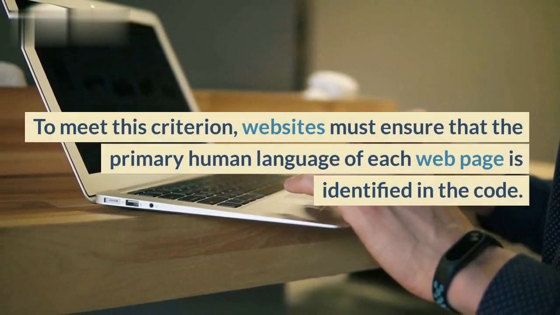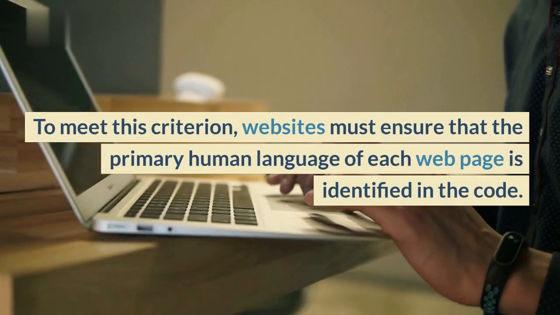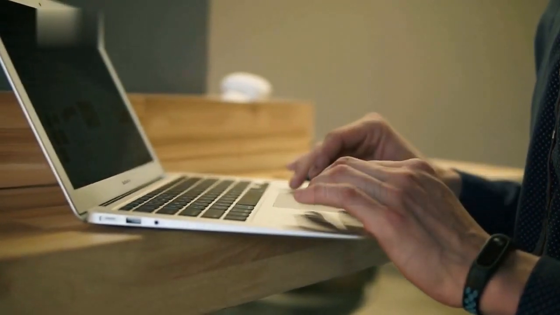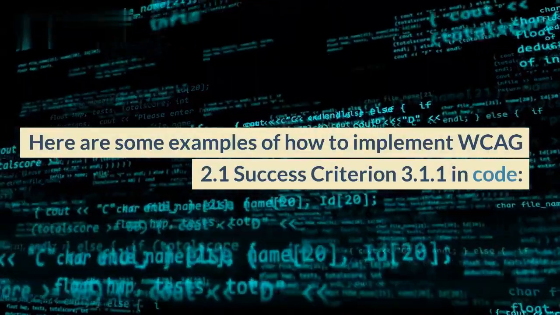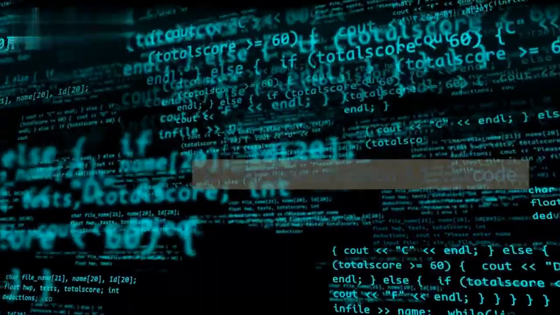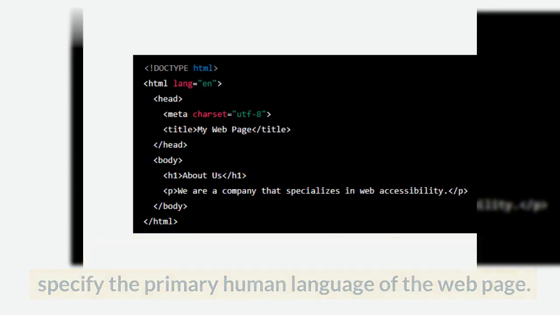To meet this criterion, websites must ensure that the primary human language of each web page is identified in the code. Here are some examples of how to implement WCAG 2.1 Success Criterion 3.1.1 in code. Use the lang attribute. Use the lang attribute to specify the primary human language of the web page.